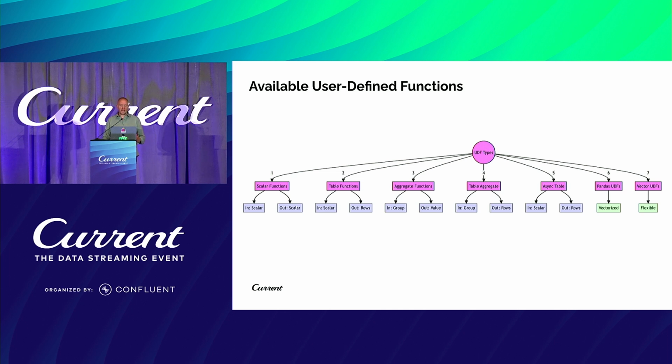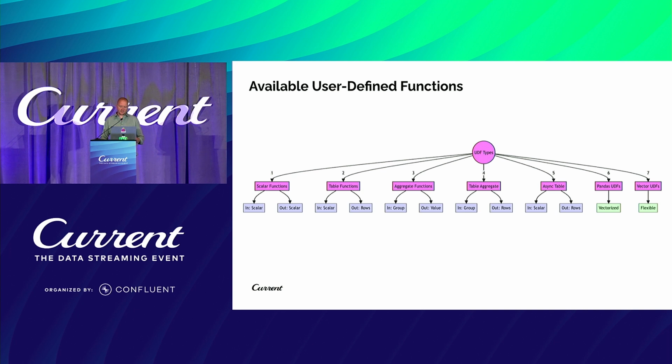You can also have an aggregate function. And in an aggregate function, you actually have an input of a group of rows, while the output is a single value. For example, something like geospatial clustering, where you're grouping geographical points into clusters together. With a table aggregate, you have as input a group, and your output can be multiple rows.